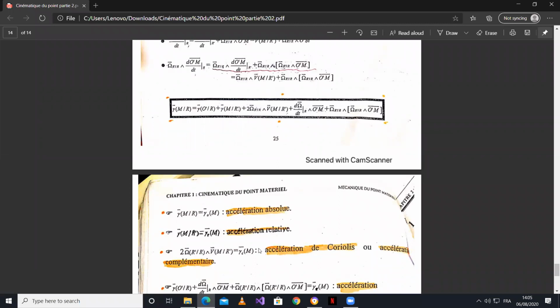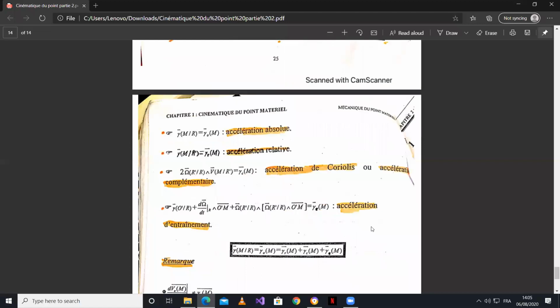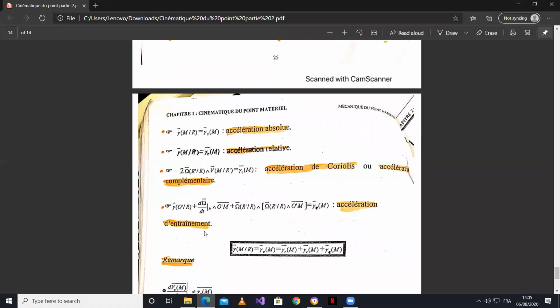Then finally, we have the acceleration d'entraînement. And as I told you, whenever you see d'entraînement, just know that it's the acceleration or it's the movement of one referential with respect to another.